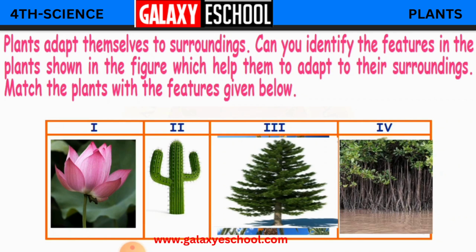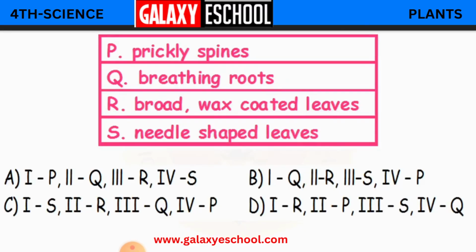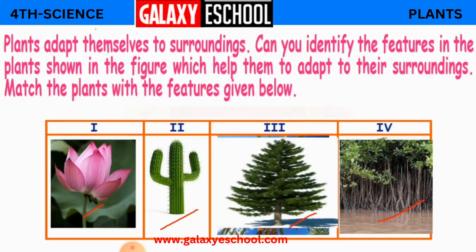See children, here you have different types of plants. Here there is a lotus plant, here you have a cactus, then a pine and a mangrove plant. So now we have to match the plants with the features. So let us see here. P refers to prickly spines, Q refers to breathing roots, R is of broad wax coated leaves and S is of needle shaped leaves. So now we have to match them.